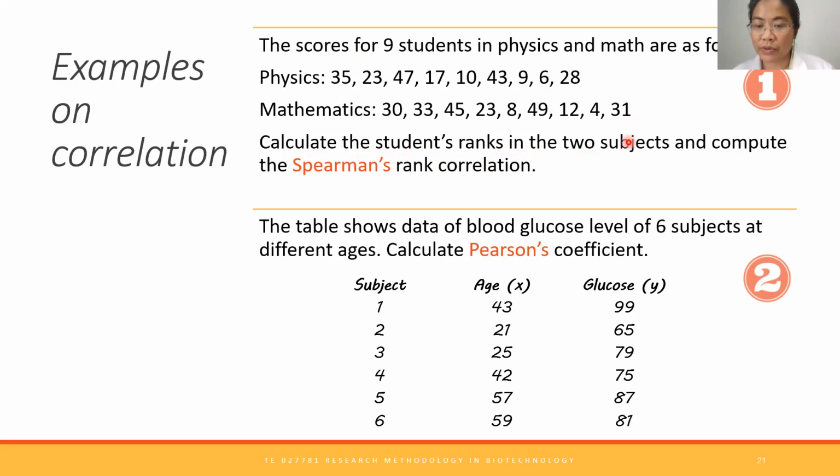What I want you to do is to try to calculate the Spearman rank correlation. So basically what we are trying to calculate here is to see whether people who have done well in physics will do well also in mathematics.